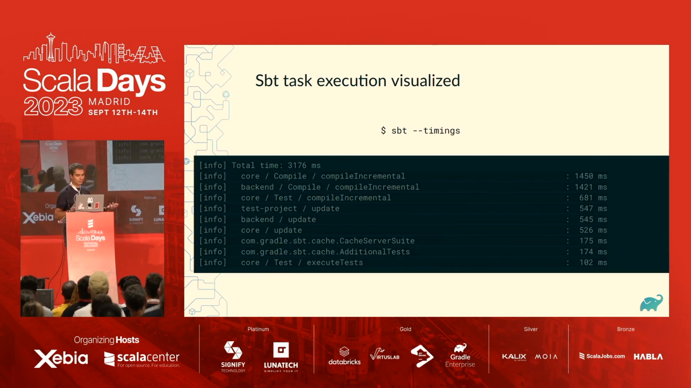If we wanted to have that resorted, we could also use timings, another command line argument, and we'd extract all the tasks that have run with their runtime. So we see that's about 1.5 seconds of compilation for the two projects we have inside. And tests are down here quite fast in this case.